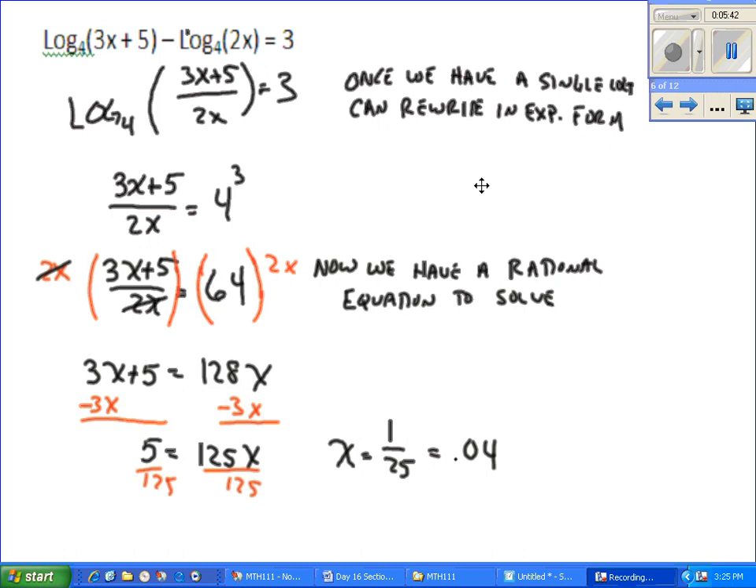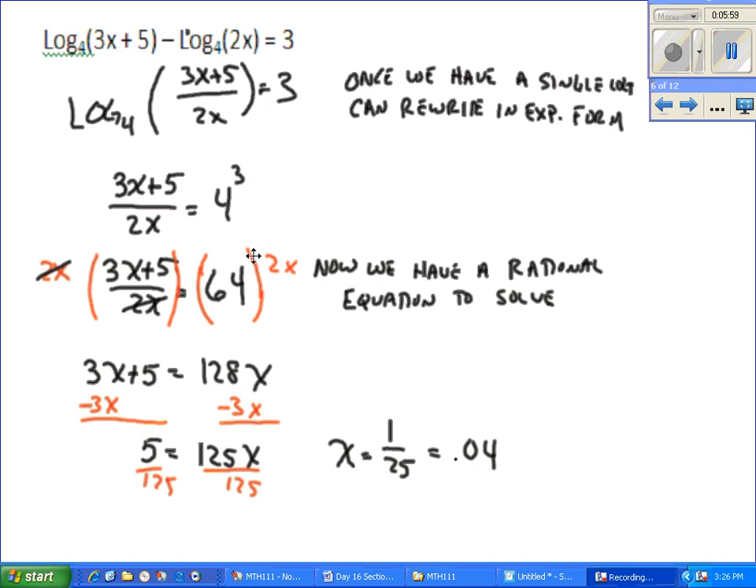This one's a little more difficult because we've got two logs equal to a constant, but we can use the properties of logs to combine them so that we have a single log. And once subtraction becomes division, once it's a single log equal to a constant, we write it in exponential form.